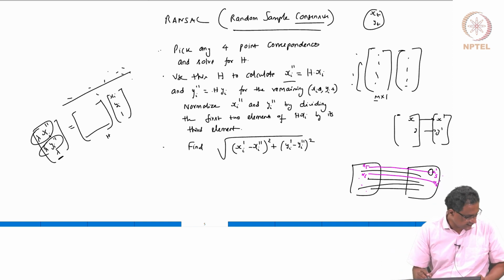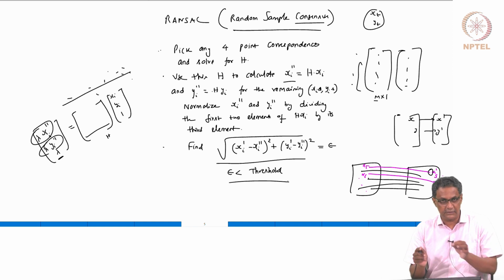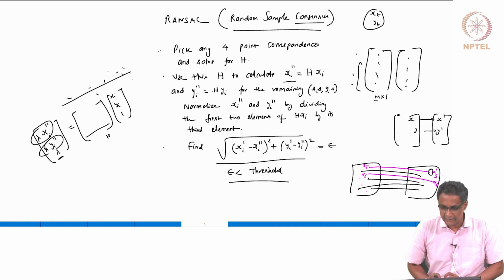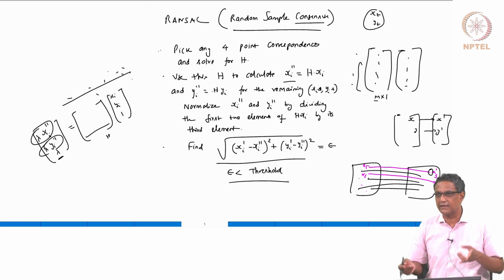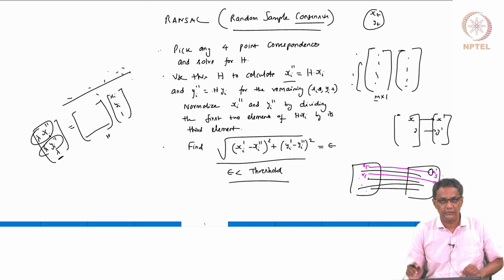Let us call this number epsilon. If epsilon is less than a threshold, now this is not in terms of any intensities, these are all in spatial coordinates. We are talking about how close we are. And therefore, you set a threshold, let us say anything less than 1 pixel distance, I am okay with it. That is something that you should take a call on.